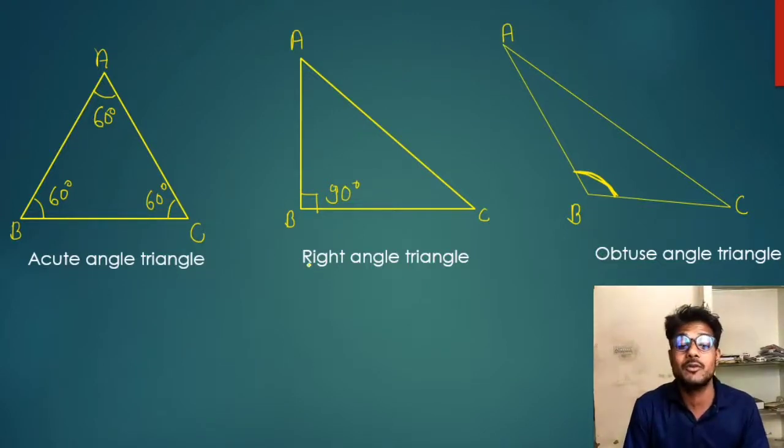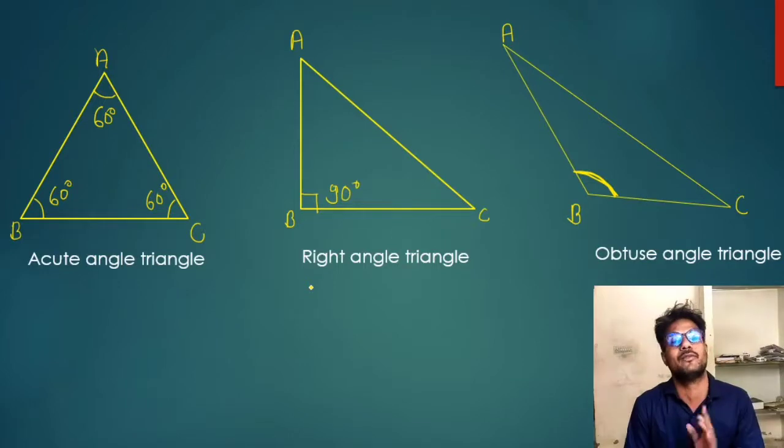And now next is the right angle triangle. A right angle triangle is one in which one angle is 90 degrees. If a triangle has one angle of 90 degrees, then the triangle is called a right angle triangle. Now the other one is the obtuse angle triangle. If one angle of a triangle is greater than 90 degrees, then the triangle is called an obtuse angle triangle.